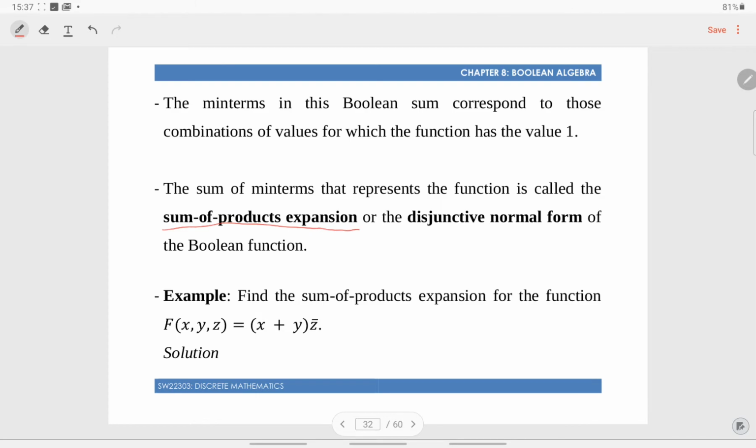Sum of product. Product comes from the minterm, because a minterm uses the Boolean product operation. So we add together, that means it is a sum. Sum of product expansion can also be known as disjunctive normal form, disjunctive normal form, of the Boolean function. So I give you an example.